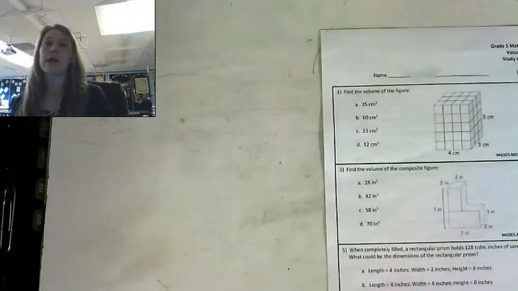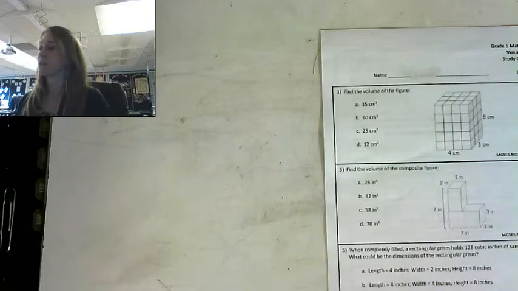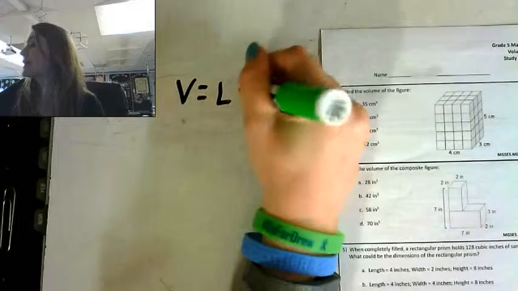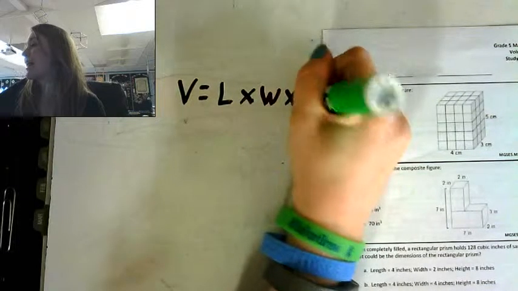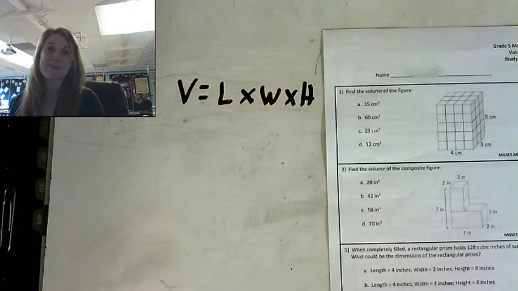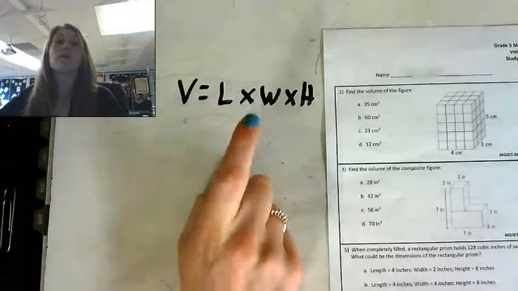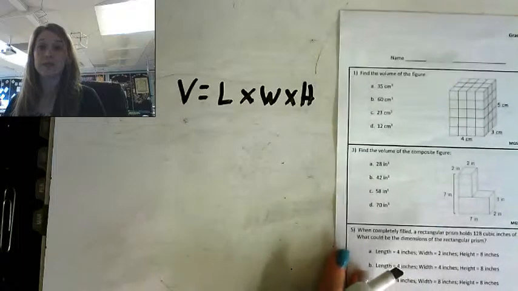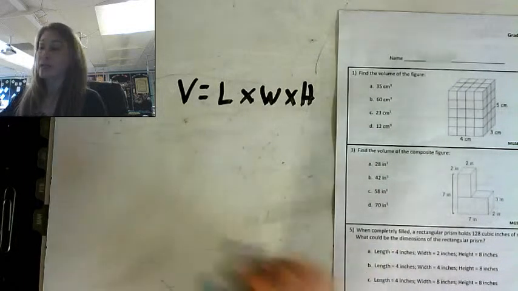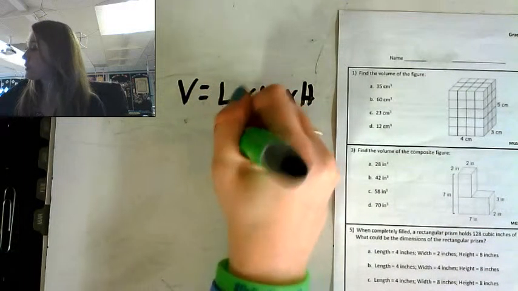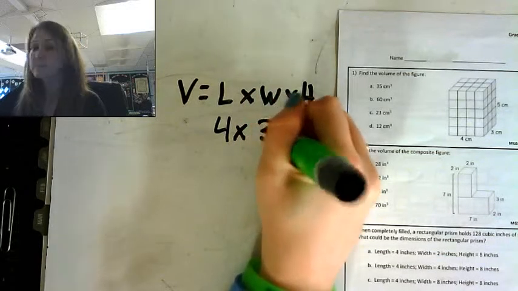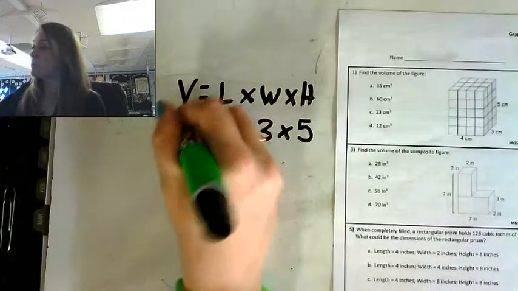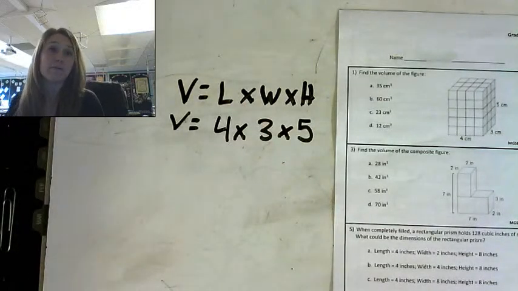So hopefully you're at your house singing our little chant that we do, right? So we say V-O-L-U-M-E, length times width times height, E-Z, right? So now that we know our formula for volume, we can figure out the volume just by putting in those different measurements. So I see that I have a length of 4, and I have a width of 3, and then I have a height of 5. When I multiply those together, it's going to give me my volume.